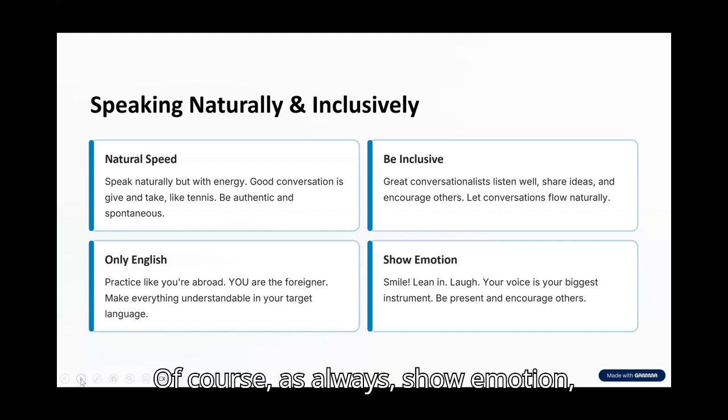Of course, as always, show emotion. Smile, lean in, laugh. Your voice is the biggest instrument. Be present and encourage others.